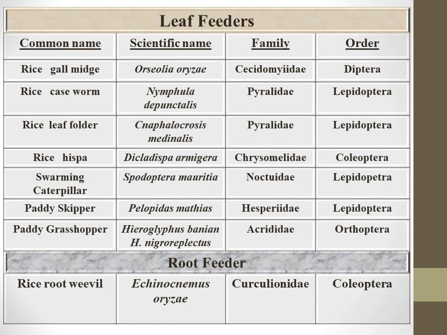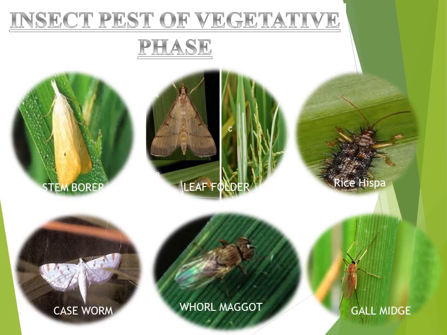Then the paddy grasshopper, Hieroglyphus banian, and another species, Hieroglyphus nigrorepletus, whose family is Acrididae and order is Orthoptera. And another root feeder is present, the rice root weevil. Its family is Curculionidae and its order is Coleoptera.